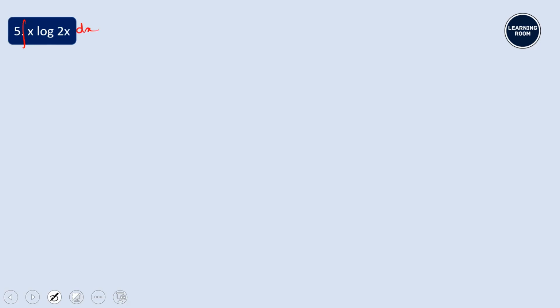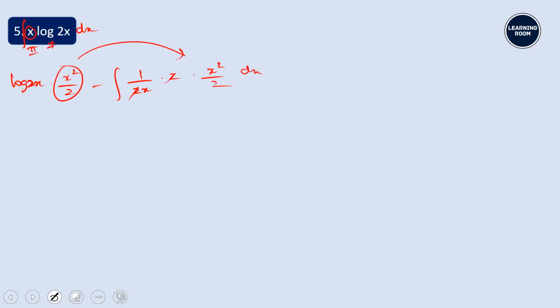Integral of x log 2x dx. So first function, second function: log 2x into integral of the second function, which is x square by 2, minus integral of the derivative of the first function, which is 1 by 2x into the same x square by 2, dx. 1 and 2 will get cancelled, leaving x. So you will get x square log 2x by 2 minus x square divided by 4 plus c.